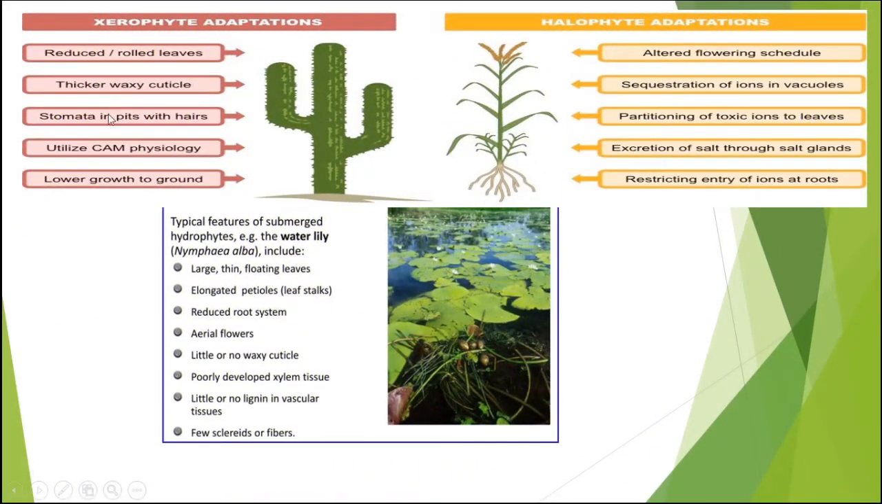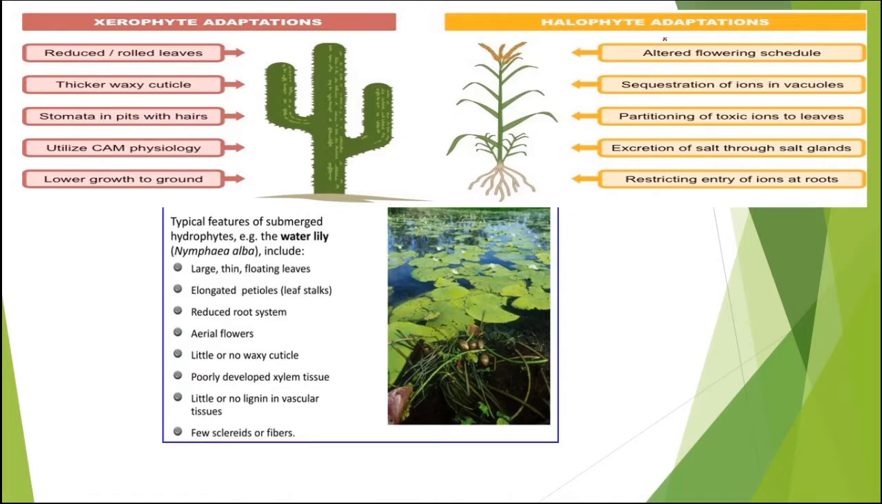This slide is showing different types of adaptations found in different types of plants living in different conditions. Like xerophytic adaptations are reduced or rolled leaves, then a thicker waxy cuticle present on the stem as well as the leaf surface to minimize water loss, that is transpiration. Then sunken stomata present in pits with hairs. Then they utilize CAM physiology, that is crassulacean acid metabolism, in which the stomata remain closed during the daytime. Then lower growth close to the ground. So in this way, they are showing different types of adaptations to cope with the desert condition.